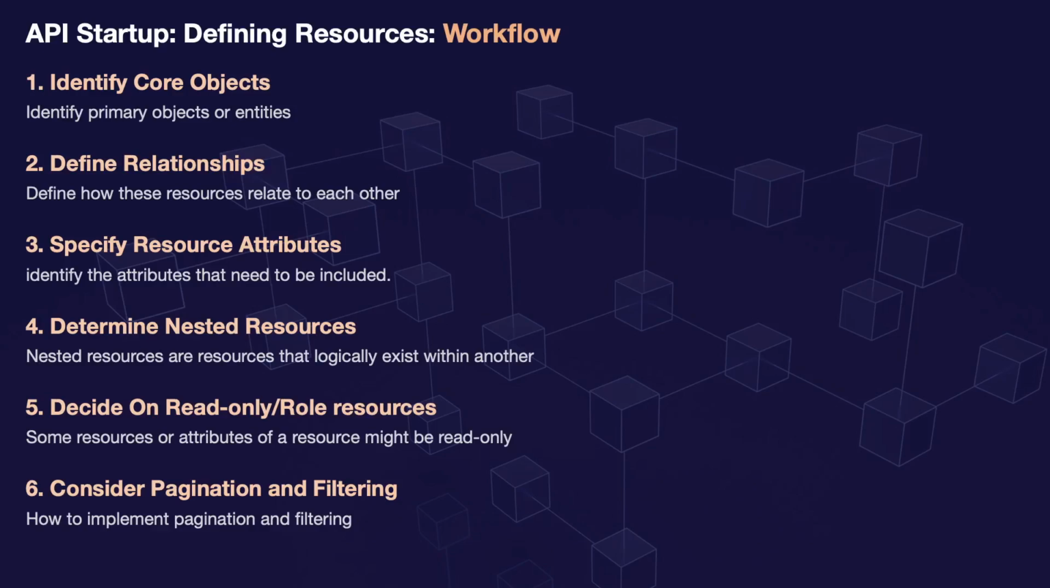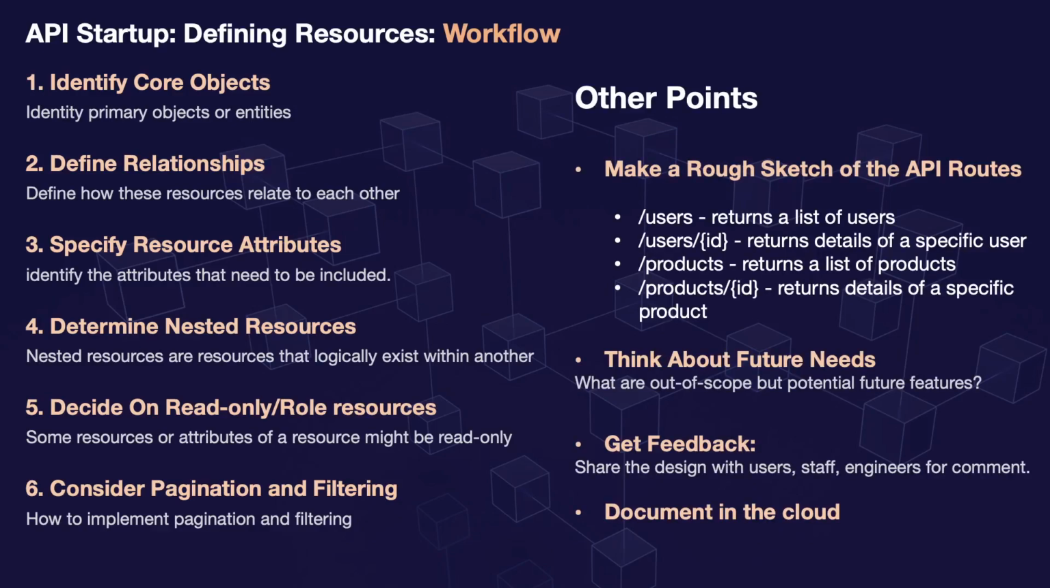We've come a long way in defining resources in this workflow. Let's just summarize again what we've done so far. 1, identify core objects. 2, define relationships. 3, specify resource attributes. 4, determine nested resources. 5, decide on read-only and role-based resources. And 6, consider pagination and filtering and sorting. Start making a rough sketch of the API routes.